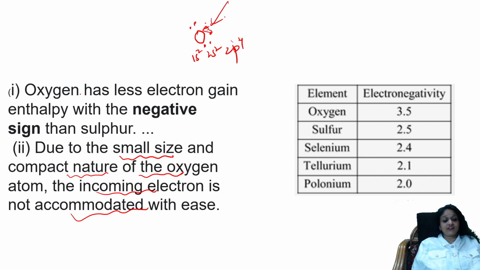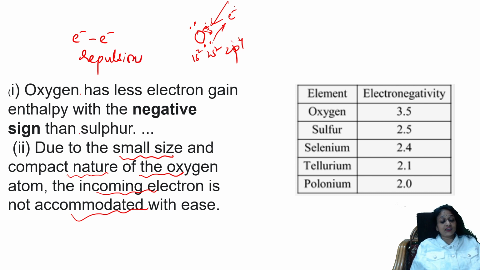When an electron enters into the shell, it will cause repulsion. This electron and this electron will cause repulsion. So because of these electron repulsions, the electron gain enthalpy will be less negative. Less electron gain enthalpy would be there.